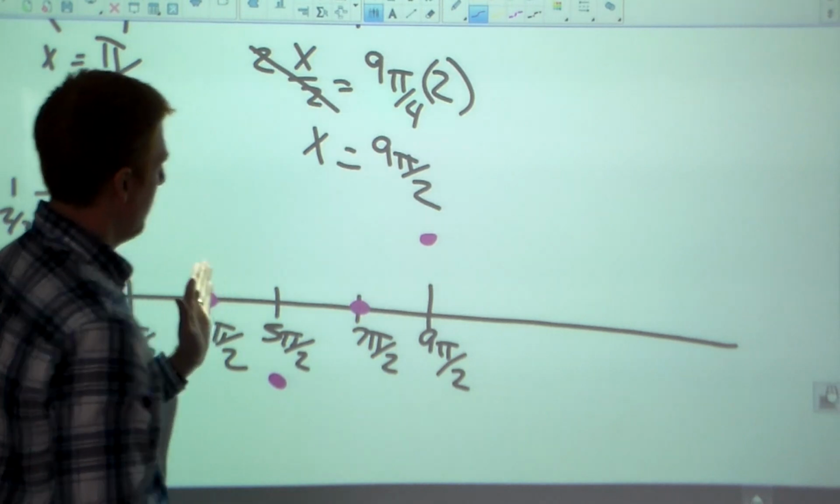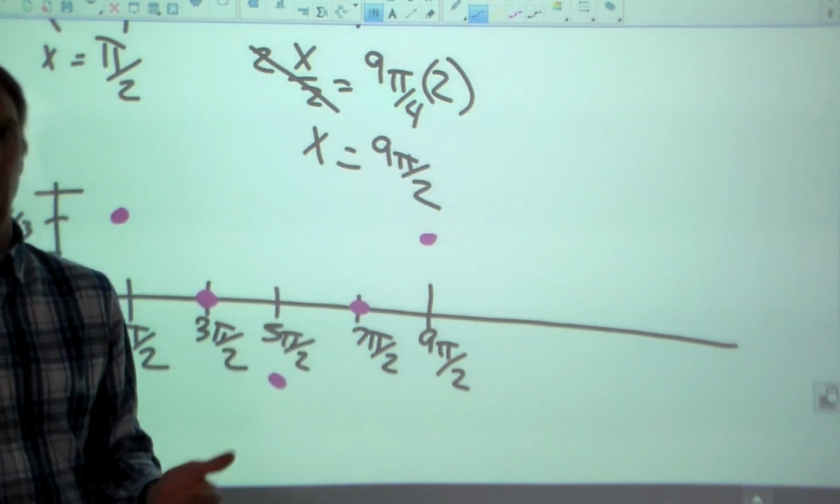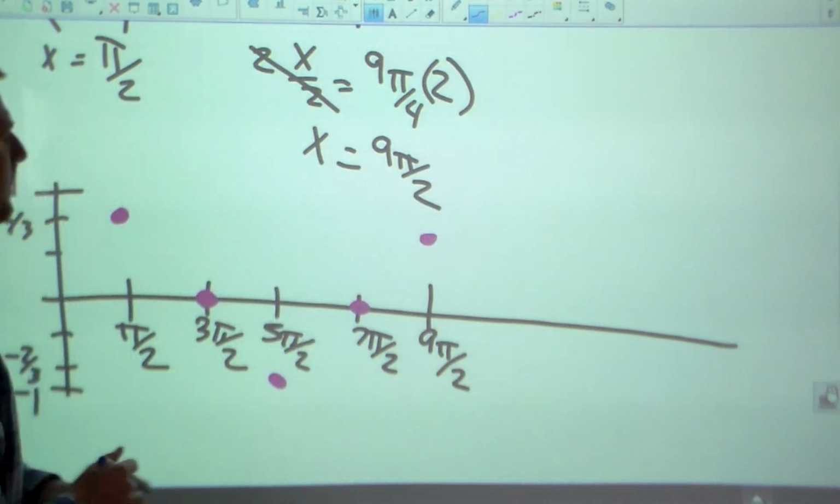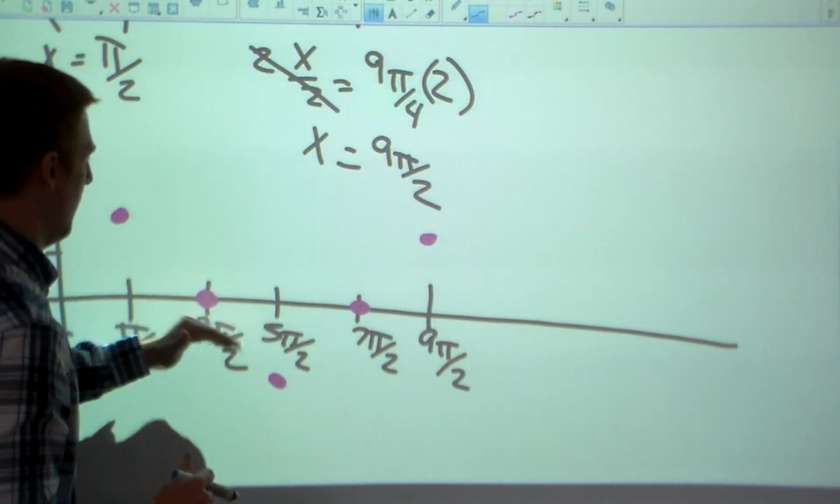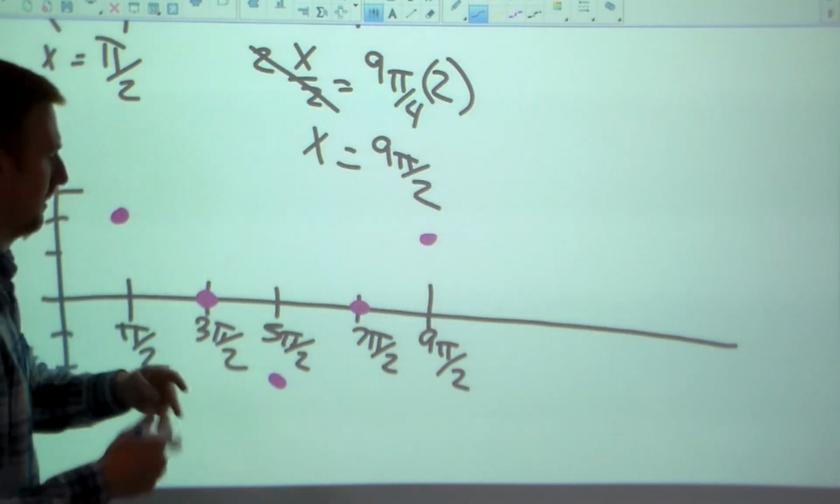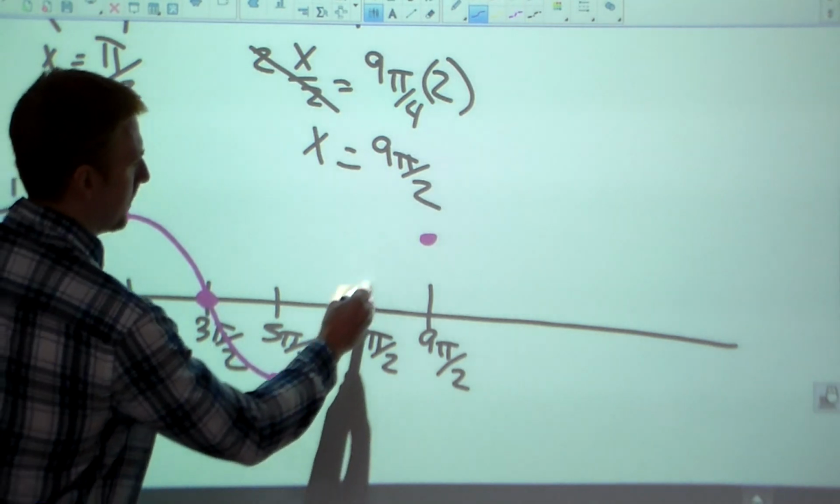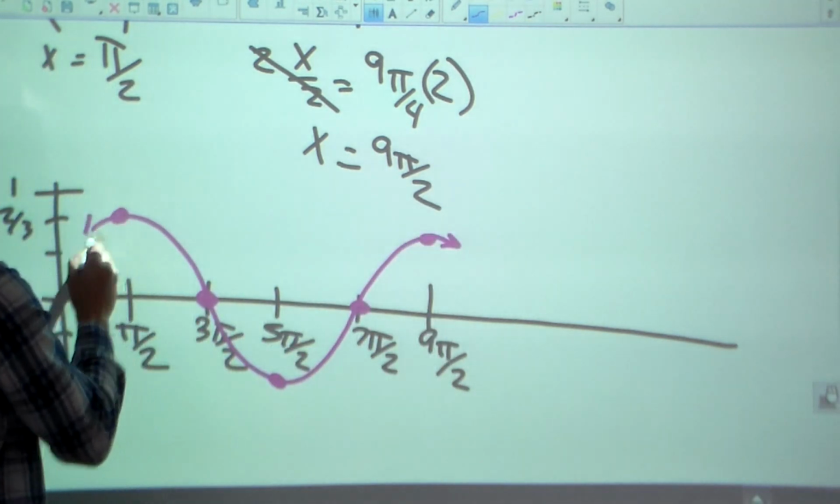If you divide it up into 4 equal sections, it's always where it starts, quarter mark, halfway mark, and so on. It just makes it really easy to know where it peaks out and where it crosses the axis. It's really all you need to have. So connect those dots, and we should be good.